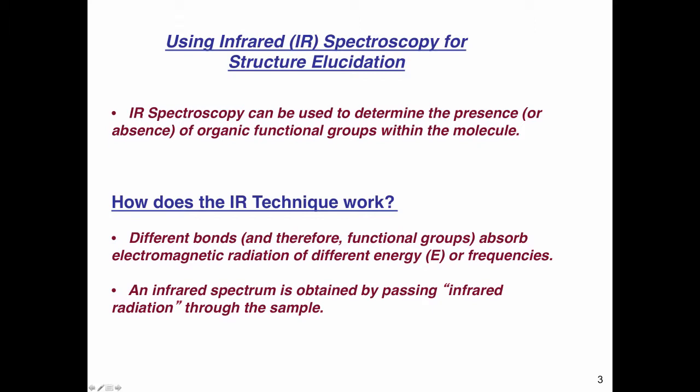How does it work? Different bonds in different functional groups absorb electromagnetic radiation of IR frequencies range at different energy. So by us being able to shine light through a sample and seeing what light is absorbed, we can get an indication of what functional groups, what bonds that molecule must have, and that will allow us to eventually elucidate the entire structure.